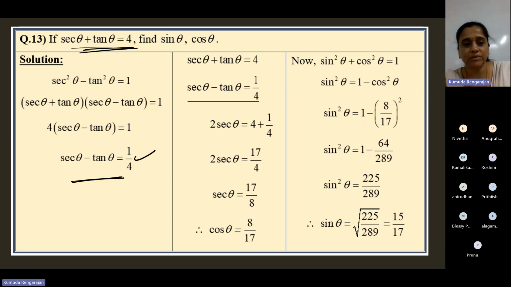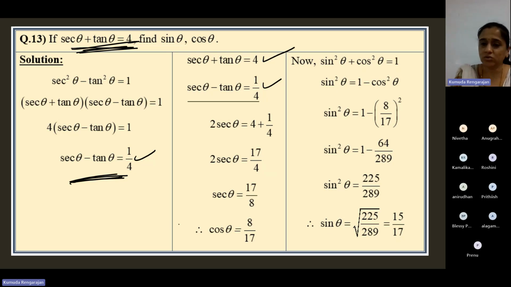Now write the equations one below the other. This one is given to you in the question: secant theta plus tan theta is 4. And this one, secant theta minus tan theta is 1 by 4. We wrote that; it is not given in the question. So now eliminate. So 2 secant theta is equal to 4 plus 1 by 4.